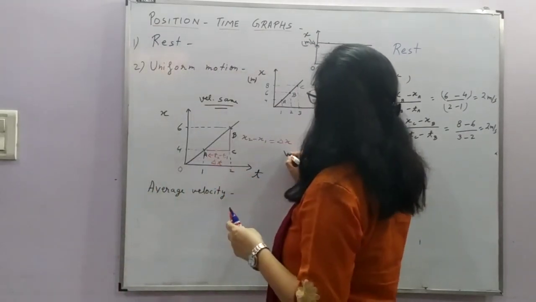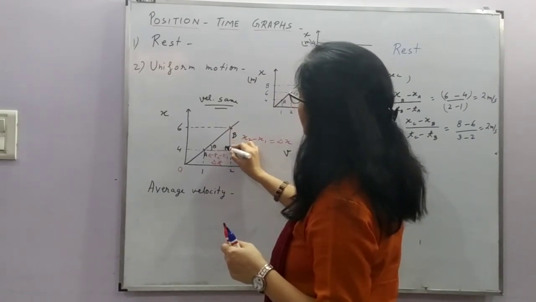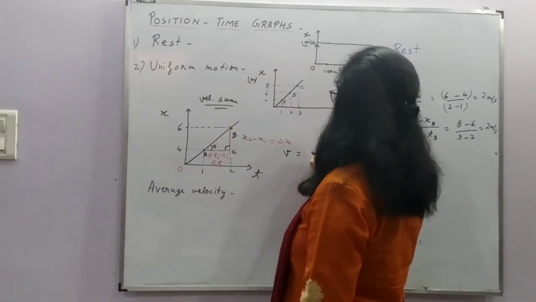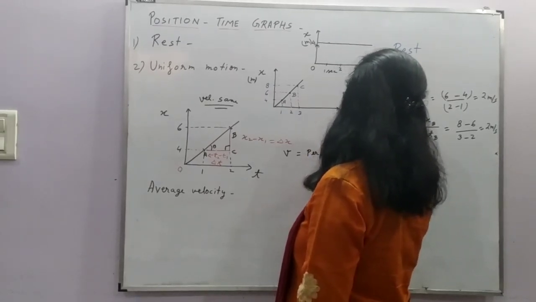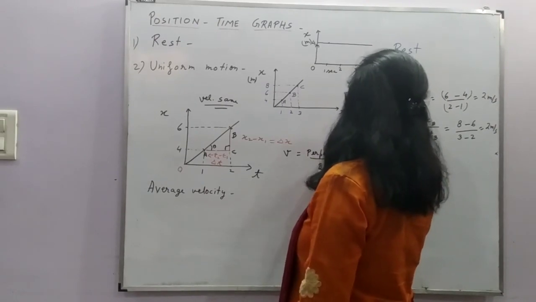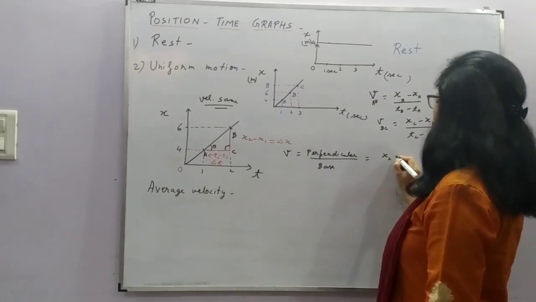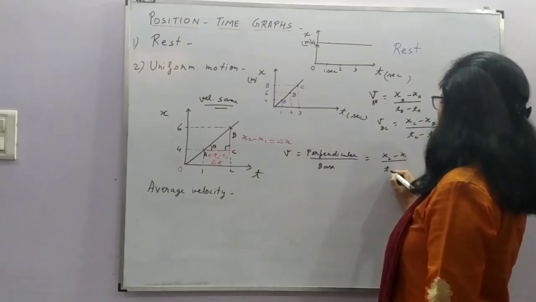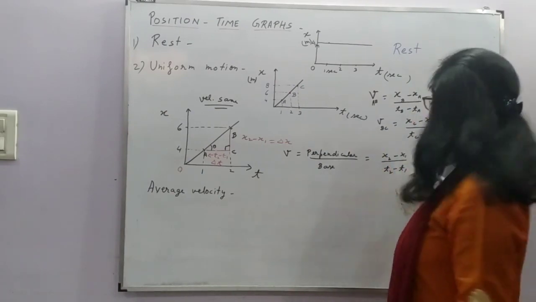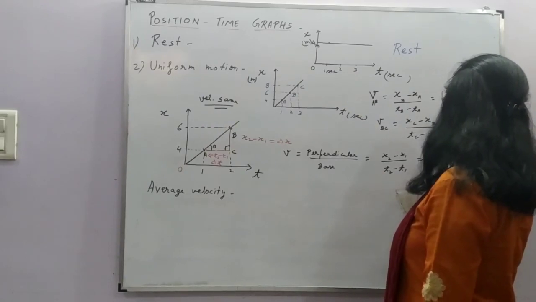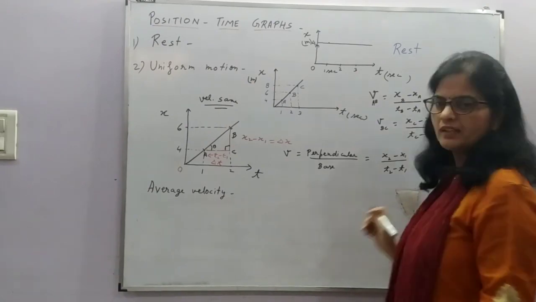So for average velocity, if we consider this as a triangle with angle theta, because this is a right triangle, what we have written is perpendicular upon base. Because you can write x2 minus x1 upon t2 minus t1 as perpendicular upon base. This is tan theta, and I'll explain that this tan theta is called the slope.